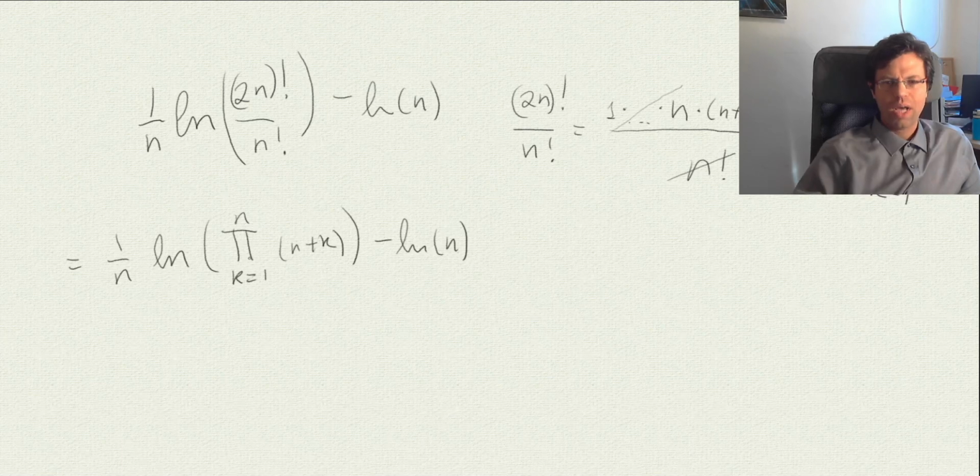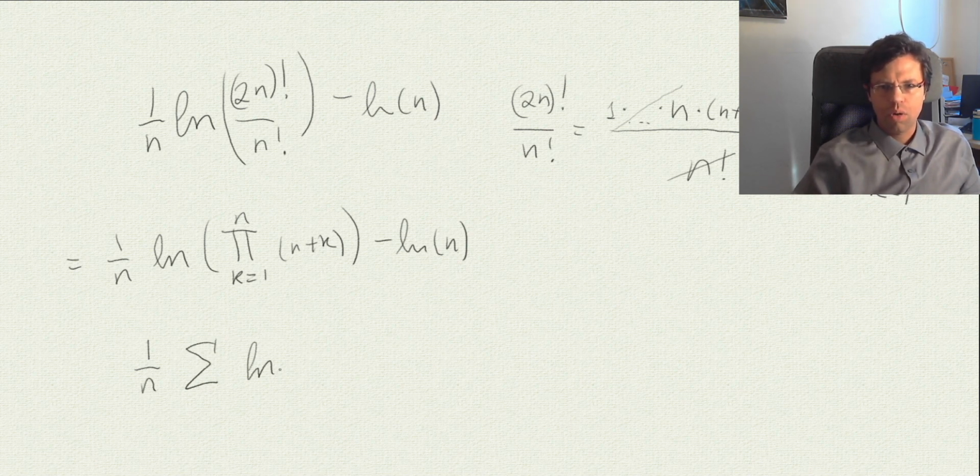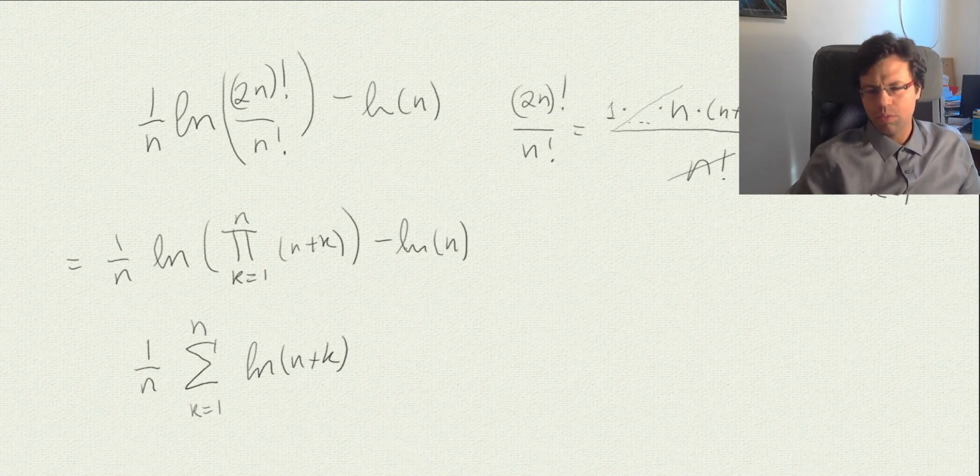Now, by the property of the natural logarithm, or of logarithms in general, the logarithm of a product is the sum of the logarithms. So we can write it in the following way. We have 1 over n here, and then the sum of the natural logarithm of n plus k, where k goes from 1 to n. And from this whole expression, we need to subtract the natural logarithm of n.